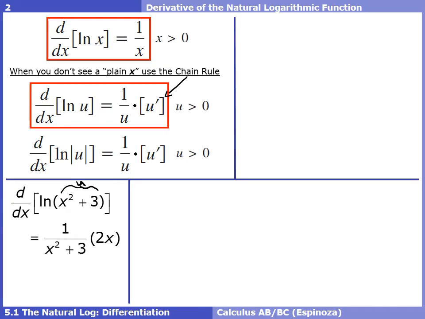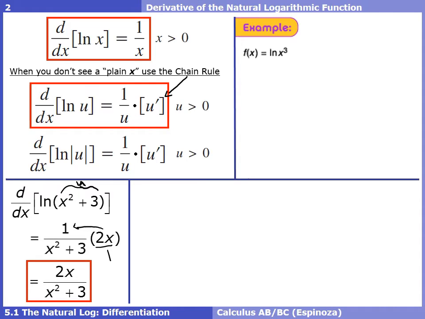And just to simplify this a little more, we can multiply the 2x just to the 1. 2x is really over 1. So we can multiply the 2x to the top, and it'll just be 2x over x squared plus 3. So very simple and straightforward, but don't forget what this represents. This is our derivative, which means it's our slope machine. If we wanted to find slope, we could plug in our x value here and get that value. But for now, we're just practicing using this new derivative rule.